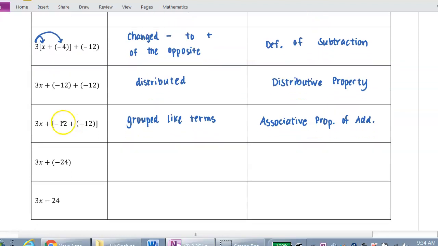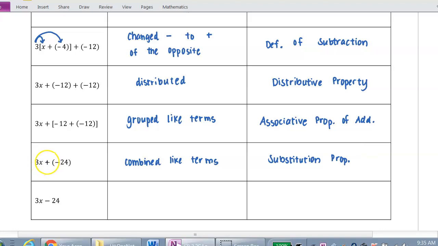In the next line, I notice that they've actually combined the 2 -12s. -12 and -12 is -24. So combined like terms to explain the change that was made from one step to the next. And of course, that's just the substitution property, replacing one value for another because they're equivalent.